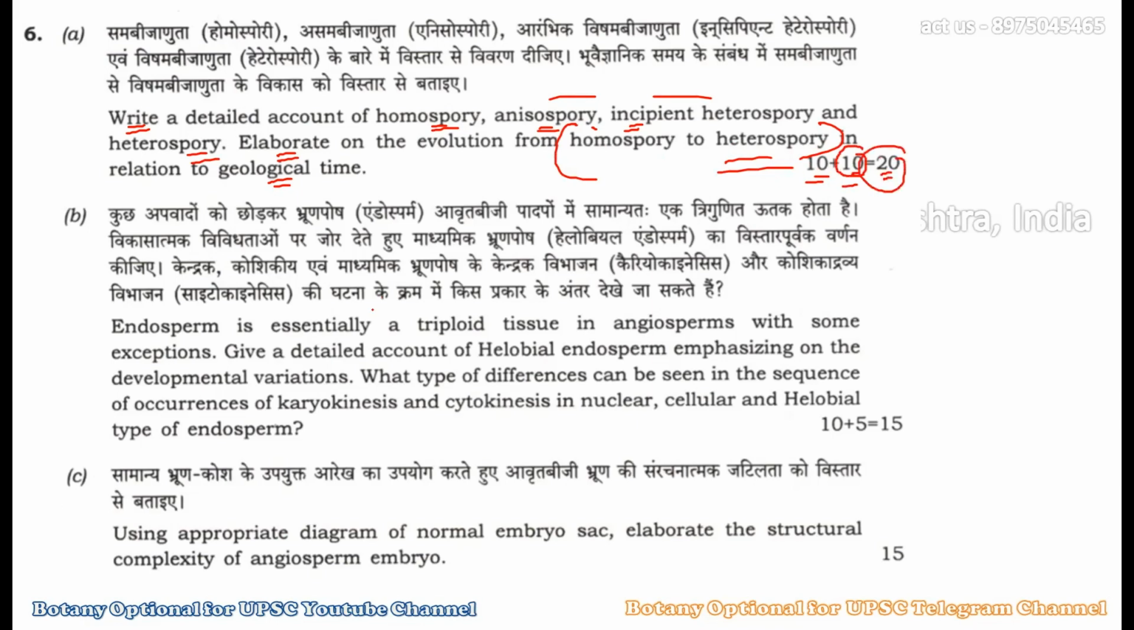So homospory, heterospory is also explained on the channel. Please go and check out that video. Now, in the second sub question, the endosperm is essentially a triploid tissue in the angiosperm, right? This we know.